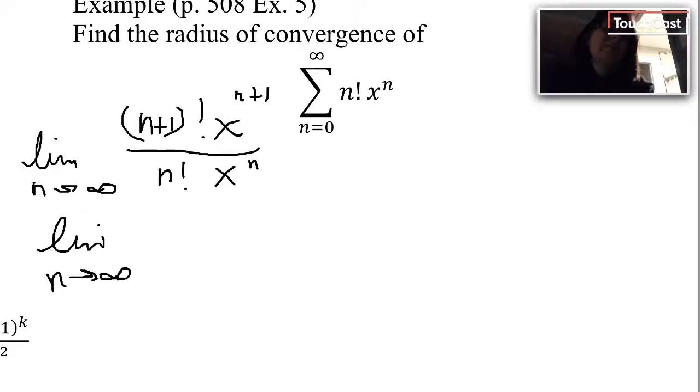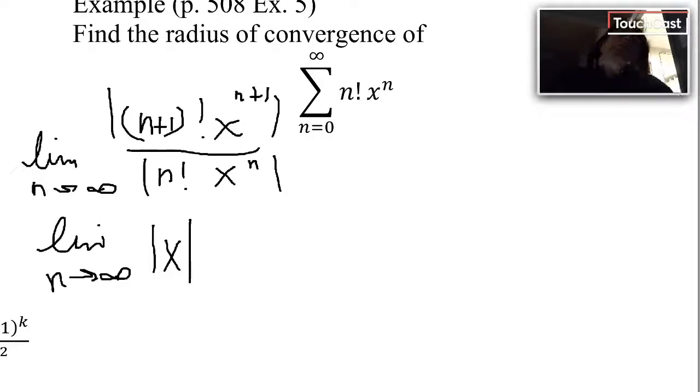So that's the limit as n goes toward infinity of what's going to happen to my x's. Oops, that should have been absolute value in both cases. The absolute value of x to the n plus 1 divided by the absolute value of x to the n. I'm going to have one more x as a multiplier in my numerator than my denominator, so it's going to settle out to be absolute value of x. And then think about what n plus 1 factorial over n factorial means.